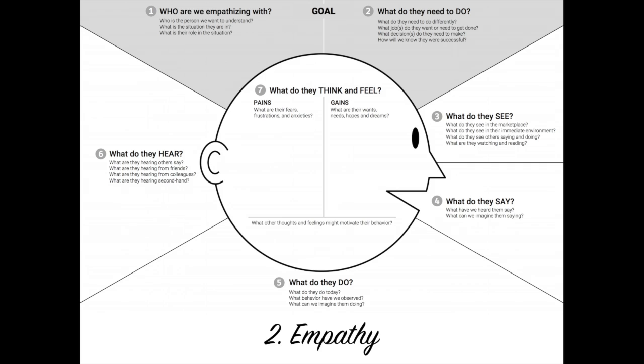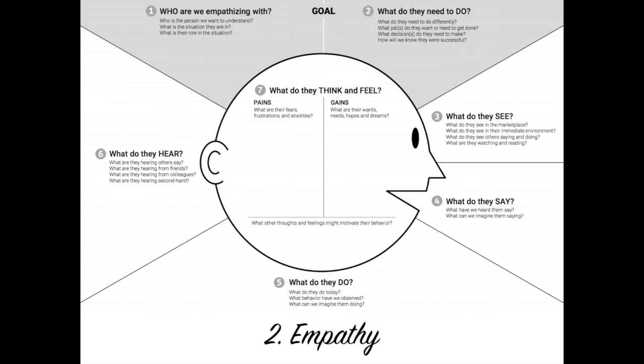We think about what they need to do. These can also be known as customer or listener jobs. What do they need to get done? What decisions they need to make? And how will we know when they've achieved those things they want to do? We also look at the senses. So what do they see? On here it says marketplace. That could be the music space that they have. So maybe radio, Spotify, TV, etc.